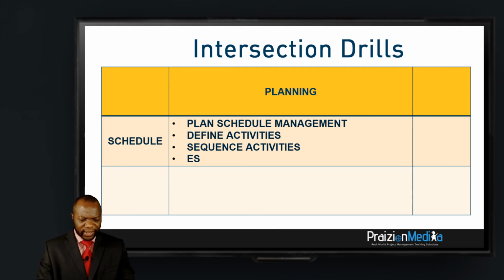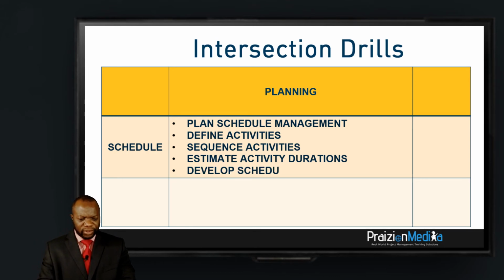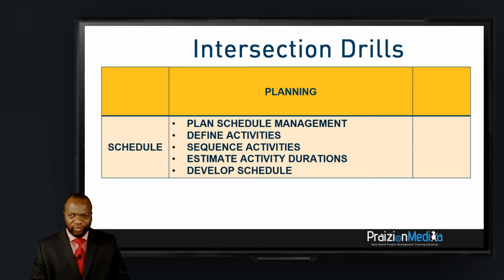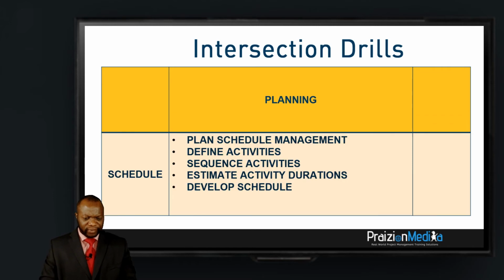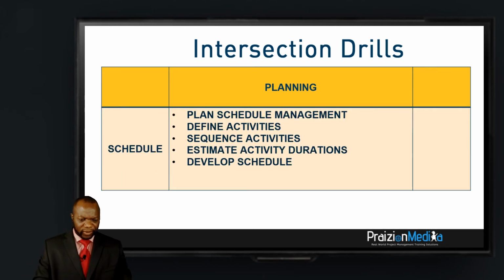All right, the next one is estimate activity durations. And lastly, develop schedule. So what do we get in estimate activity durations? In estimate activity durations, we get duration estimates. We also derive the basis of estimates. The basis of estimates is backup documentation to explain how we arrived at the estimates we did for those activities. That's pretty much it. Okay?